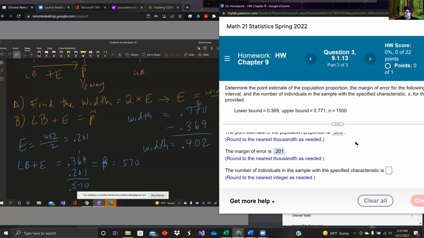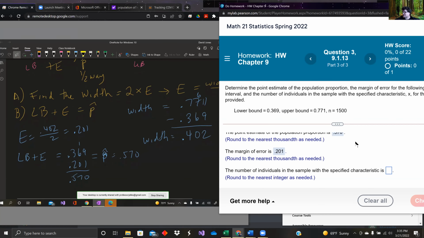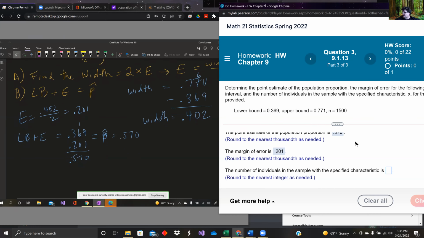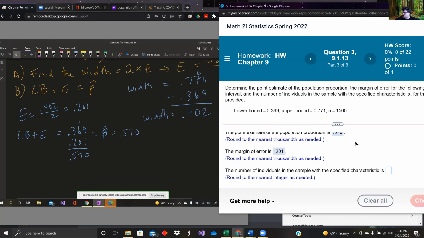The number of individuals in the sample with the specified characteristic. So if we know the proportion, how do we figure this out? We're trying to find X. Remember, X over N equals P hat. I know what P hat is. I know this value. And I know this value. If I multiply both sides by N, I get X equals N times P. And we've done that before.